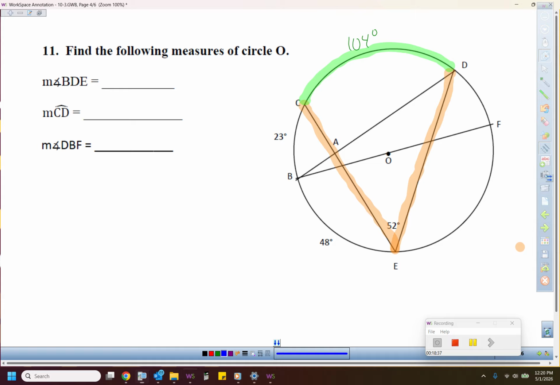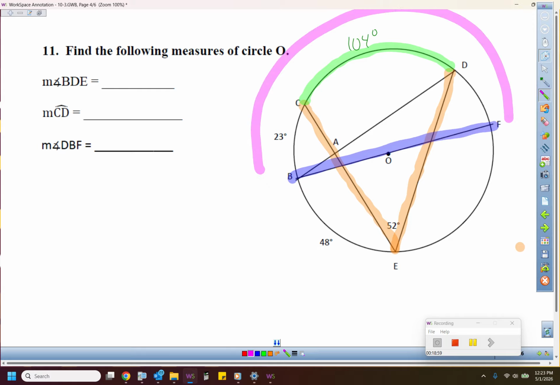The next thing I'm going to look for is our best friend in the circle. Who is the circle's best friend? Right there. Isn't that a diameter? What's so great about that? I'll bet you know how much that pink thing should measure. 180. This little guy is 23. This little guy is 104. Could you find the missing piece to that puzzle?